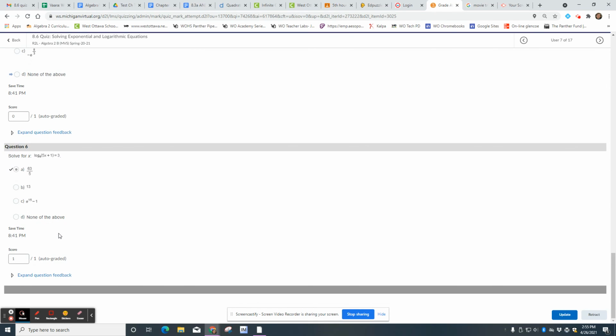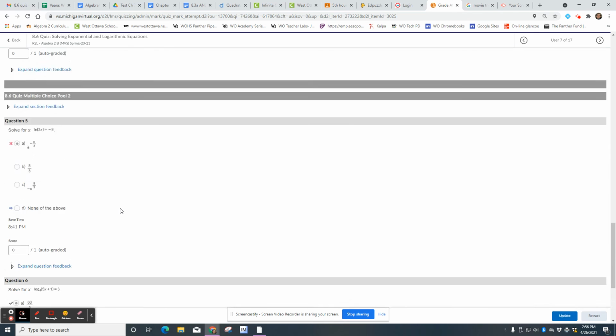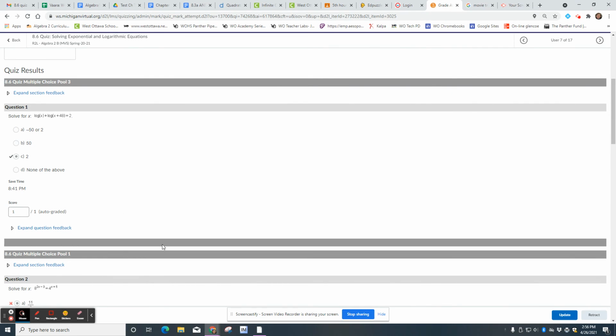So that's kind of tricky. So remember on the log, so you got this one right, you need to do the rewrite. Rewrite it as an exponential. All right, hopefully that helps.